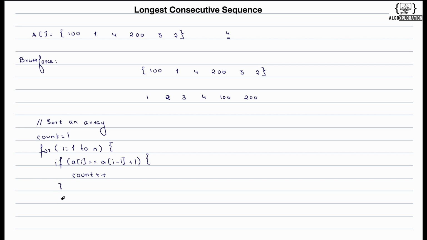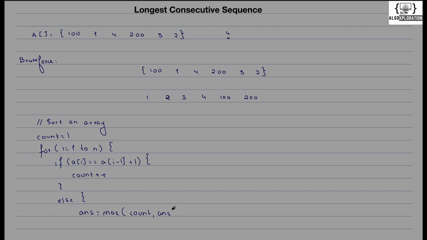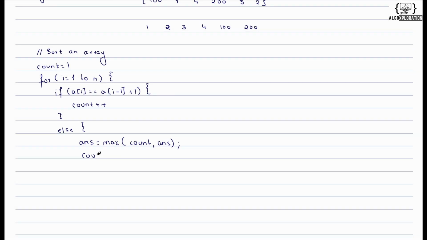Otherwise, if they are not equal, that means the previous element is not less by 1, so in the else we are going to have answer equals max of count comma answer, and then we initialize the count again to 1 because we found a new sequence. So this is the brute force approach, and at the end of this for loop we are going to return the answer.